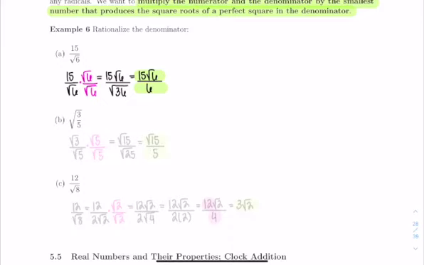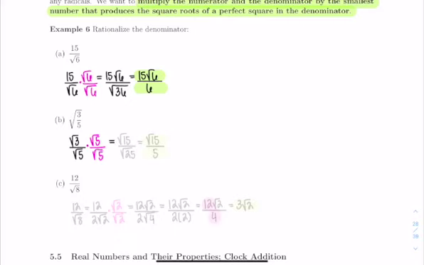Let's look at the second one. The square root of 3 over 5. Well, the first thing that we can do is we can split it into 2 separate radicals. The square root of 3 over the square root of 5. And we need to get rid of that denominator. So we're going to multiply by the square root of 5 in the top and bottom.